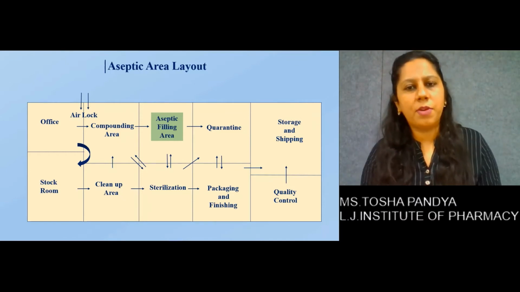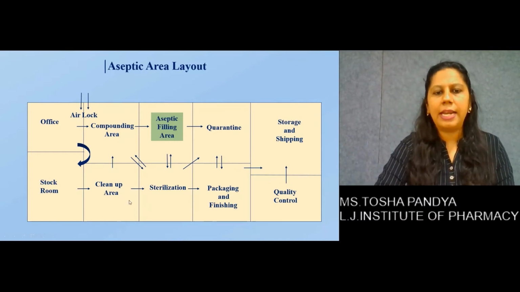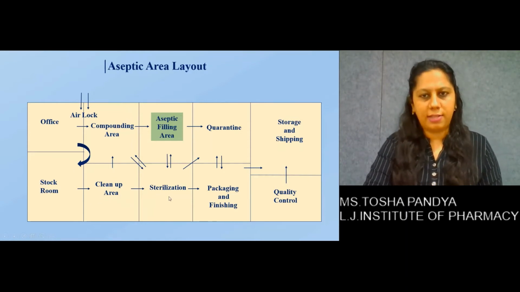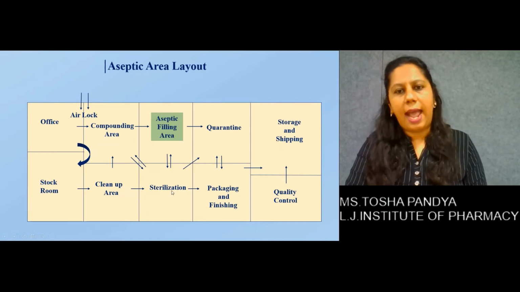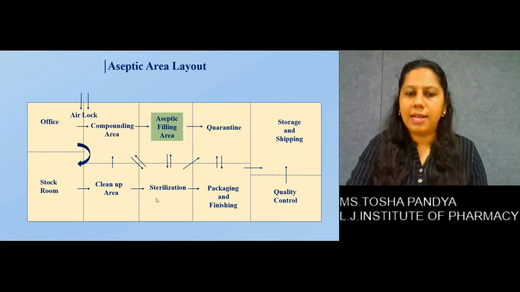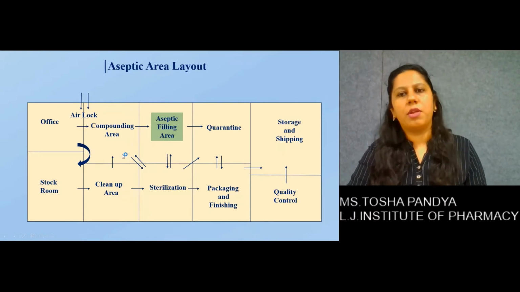Okay, if it is in-process sterilized, then after the cleanup area, once you have procured the stock, it will directly go into the sterilization. Means here the raw materials and the apparatus like the ampules, vials which are required for parenterals are sterilized here, and then it goes to the compounding area.